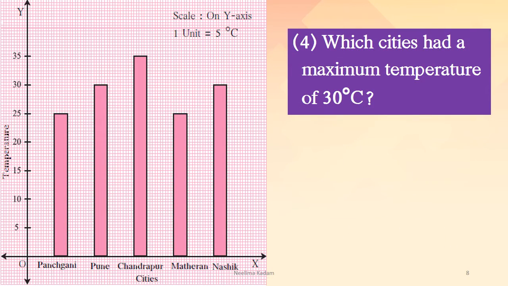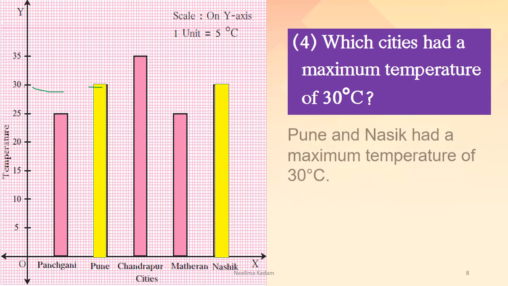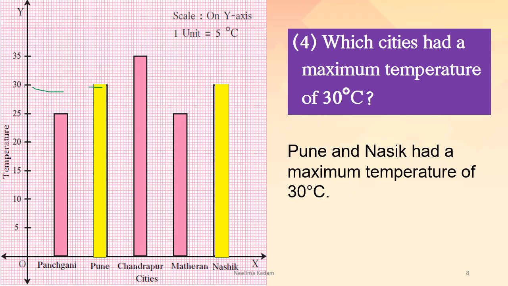Now which cities had a maximum temperature of 30 degrees Celsius? So 30 degrees Celsius, and which city is it? Pune as well as Nashik. See here, both have 30 degrees. So Pune and Nashik had a maximum temperature of 30 degrees Celsius.